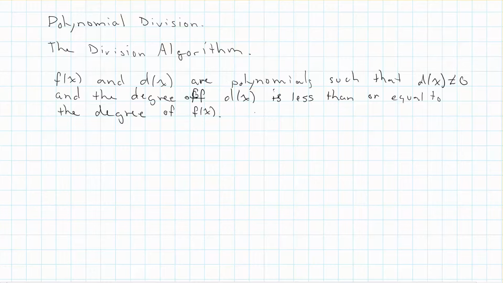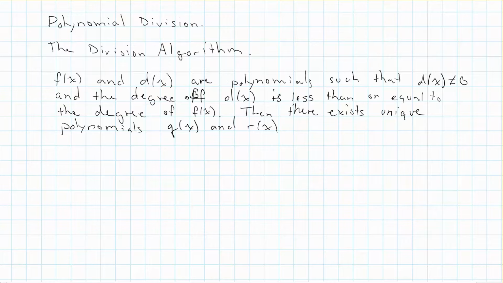Okay, so suppose we have this, then there exist unique, and of course what we mean by unique is that there's only one set of them, polynomials q of x and r of x such that f of x is equal to d of x times q of x plus r of x.